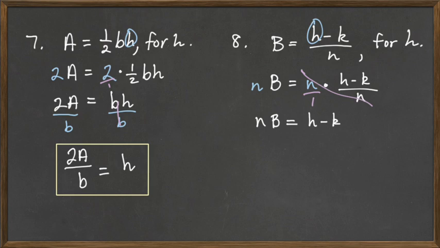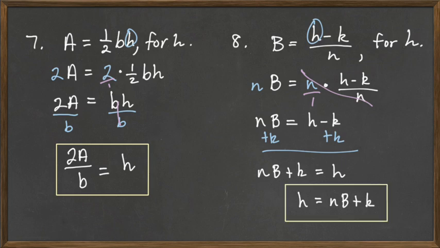Now, don't forget, we're trying to solve for h, so on the right side, we still need to get rid of that k. We'll add k to both sides. The opposite of subtracting k is adding k. We're going to end up with nb plus k is equal to h. And I'm going to go ahead and switch sides, and that's going to be the end of this video.